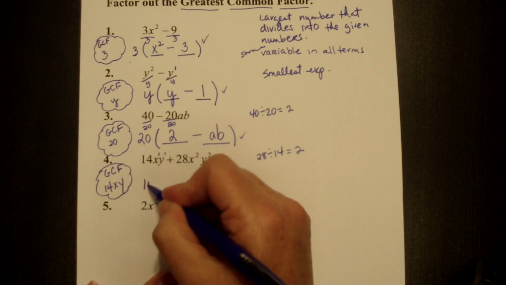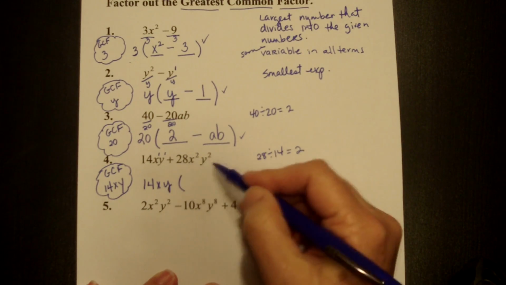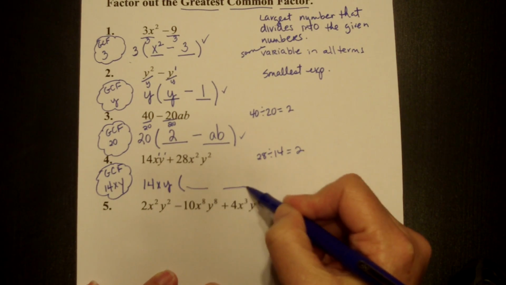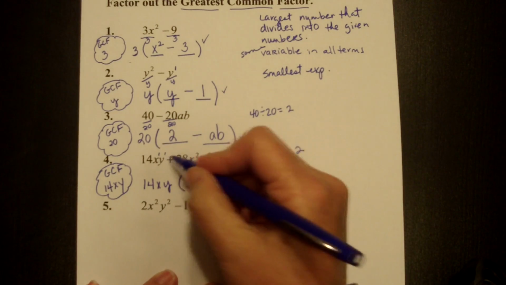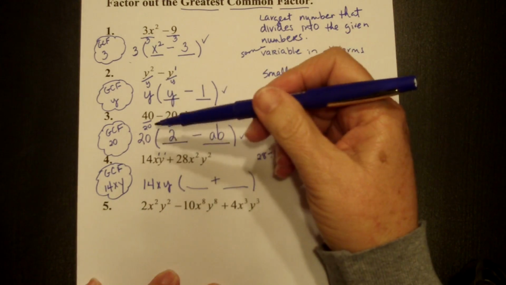So that's what I'm going to write on the outside of the parentheses. Now, there's 2 terms again. So guess what? 2 blanks. All right, but this time it's a plus sign. So now we're going to look at this, and we're going to divide.